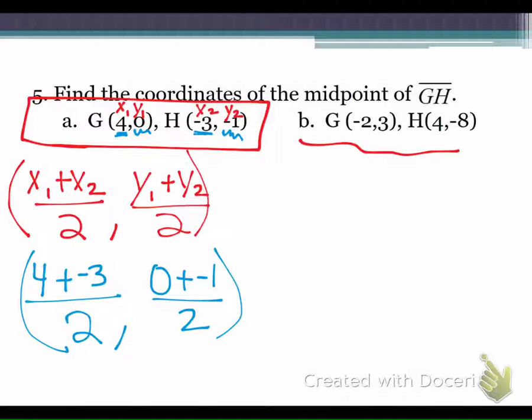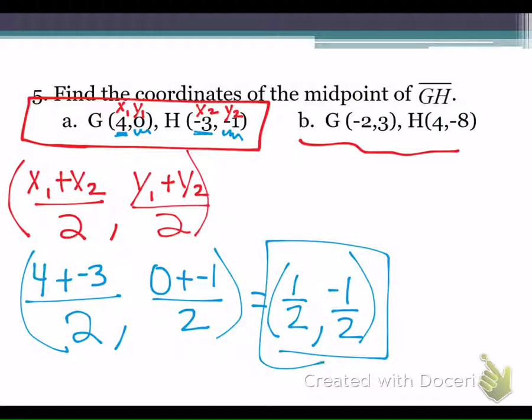Now, 4 plus a negative 3 is kind of like 4 minus 3. What's 4 minus 3? 1. And then when you divide that by 2, you get a half, or 0.5 would be acceptable. What's 0 plus negative 1? Negative 1, and negative 1 divided by 2 is just negative 1/2, or negative 0.5 would be fine as well. That's the midpoint. You have to write all that.